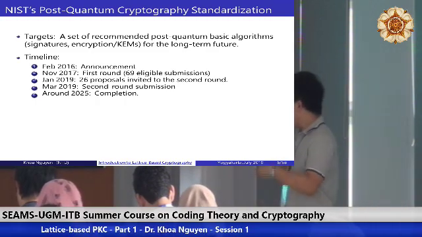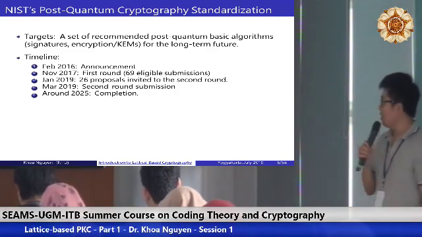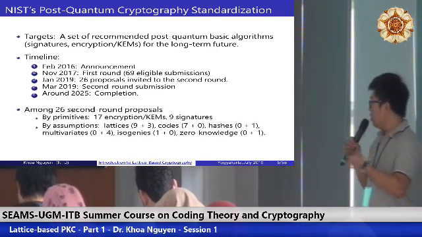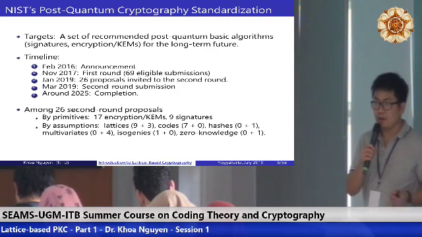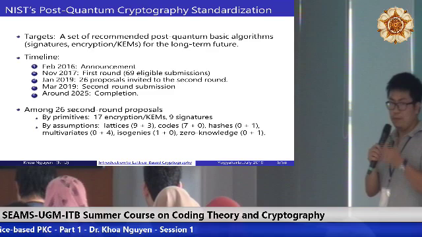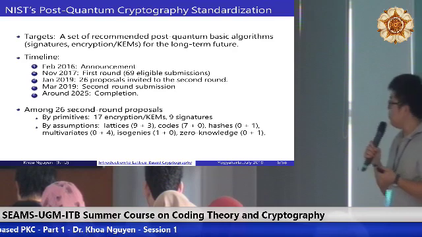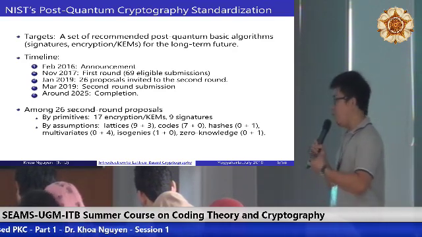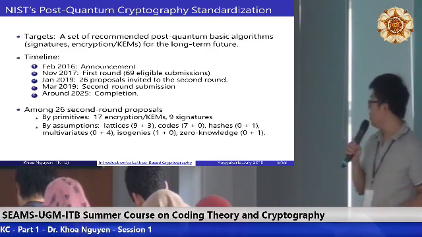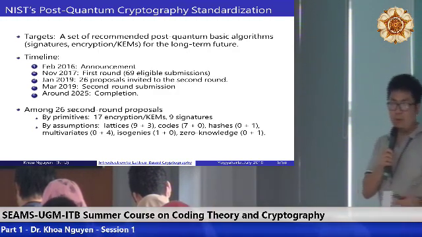Let me dig down a little bit into the 26 second round proposals in the NIST process. By primitives, among the 26 proposals, we have 17 encryption or KEM, and 9 signatures. By assumptions, for lattices we have 9 encryption and 3 signatures. From codes, we have 7 encryption systems and no signatures. And from hash functions, there's one proposal for signatures.